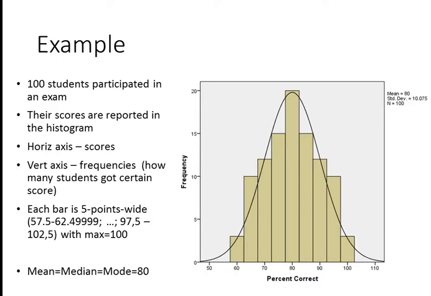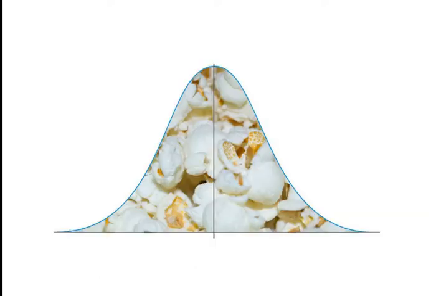Mean for this data is 80, so are the mode and the median. If this data has a bell-shaped histogram and all 3 central measures are equal, we can say that it's normally distributed. Many things are normally distributed.